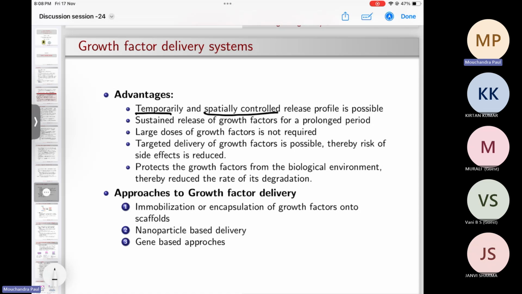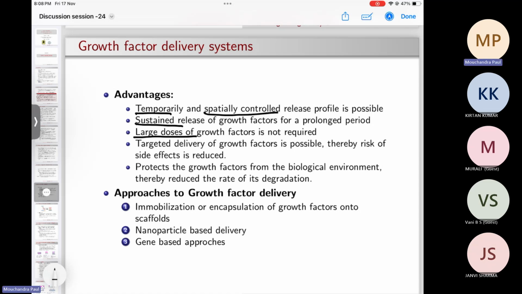Then we can achieve sustained release rather than burst release, where instantly there is a spike in growth factor concentration. With sustained release, the effect of the growth factor at the target site will last for a longer period of time. Then we don't need very high dosage of growth factors for seeing the effect.